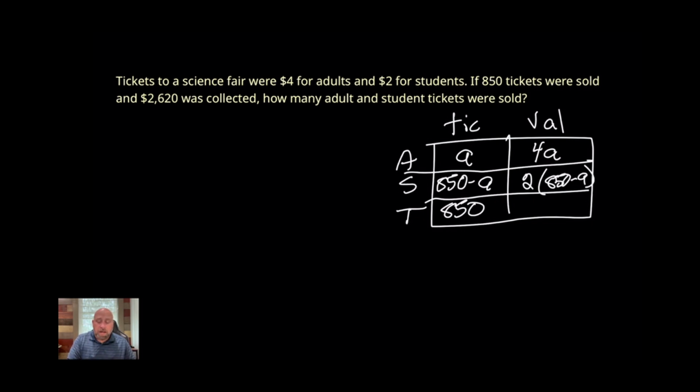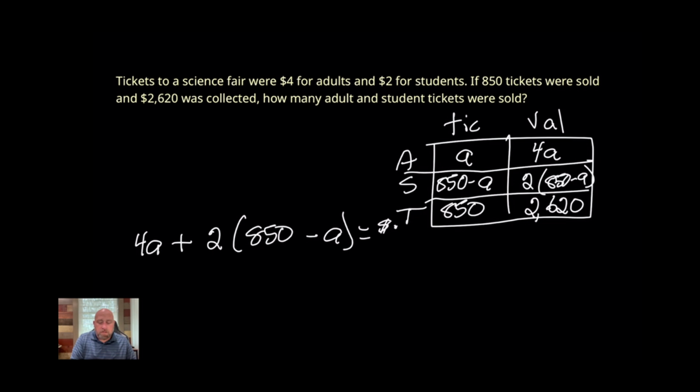How much total did we have? $2,620. And now we just put this information right there into our equation. So we're going to have 4A, and then we're going to add that to this. So that's our adult tickets. We're going to add that to our student ticket, which is 2 times 850, because that's how many total tickets we had, minus A, equals the 2,620. Okay, sorry, got a little crunched in there.